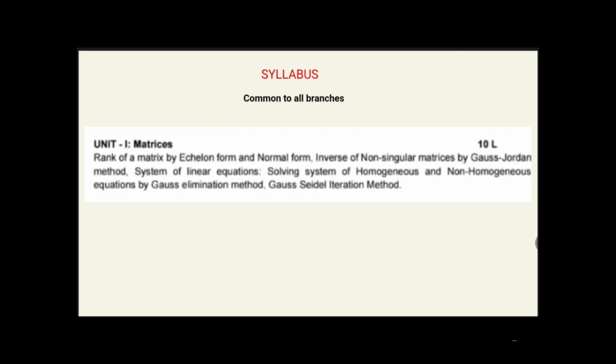And the third one is, we know there are two types of linear equations we have already seen in intermediate, that is homogeneous and non-homogeneous equations. How to solve these two linear equations by using Gauss elimination method. That means we are going to test for the consistency, that is whether the given system of linear equations is consistent or inconsistent, making use of this Gauss elimination method. And the last topic is Gauss-Seidel iteration method. Now let's start the class.